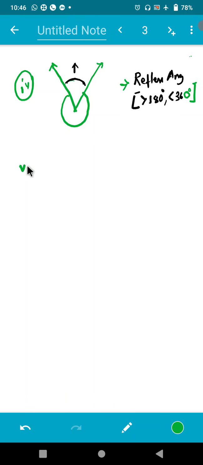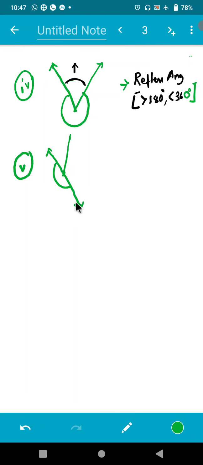Okay. Now sum number 5. What figure do we have in sum number 5? This is the figure: a straight line, and then one line is drawn like this. Now they have asked what type of angle this is.